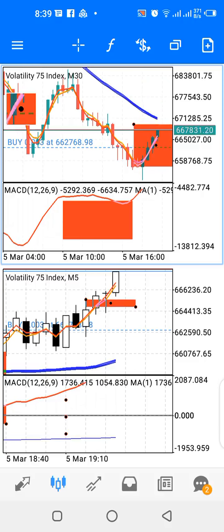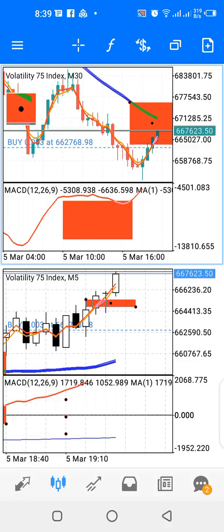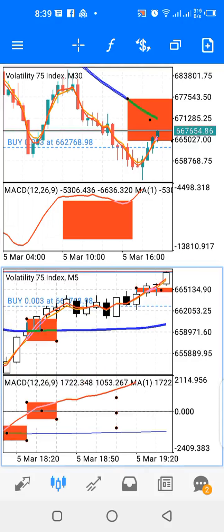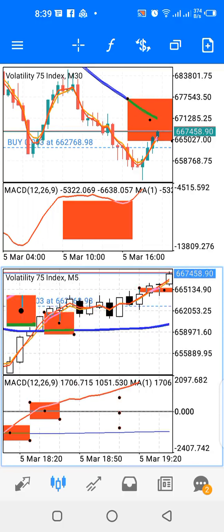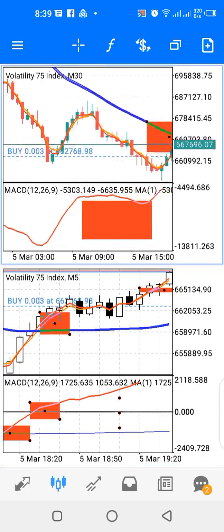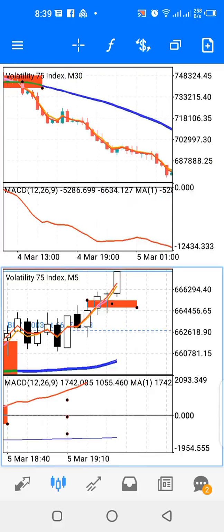Until we have these orange and red lines crossing over the blue Bollinger Band for the trend to change, that's when I can now confidently take any buy that's happening on the lower window. So let me repeat what I said. Your upper window will be your trend check. Your lower window will be your trigger.